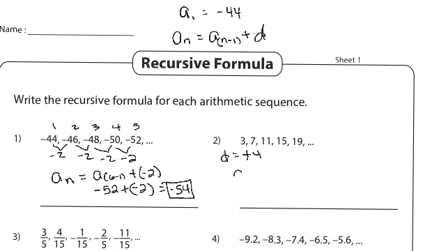And then a sub n is a sub n minus 1. So if we're going to find a sub 6, we're going to find a sub 6 minus 1, which again would be 5, and then we're going to add 4. So the fifth term is 19 plus 4. A sub 6 is 23.